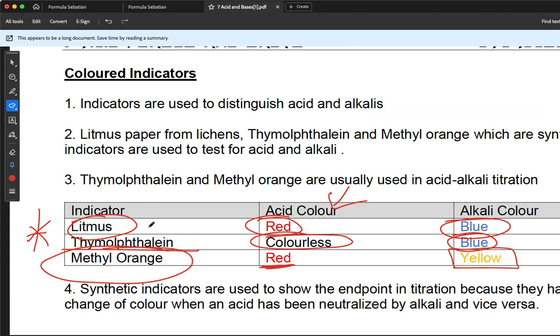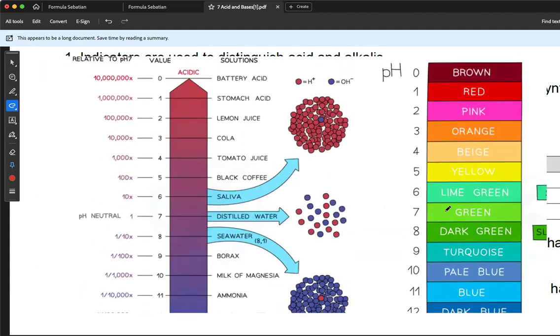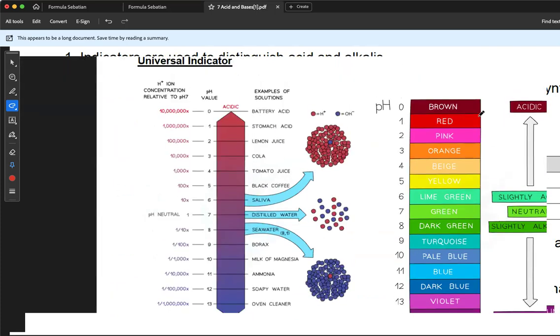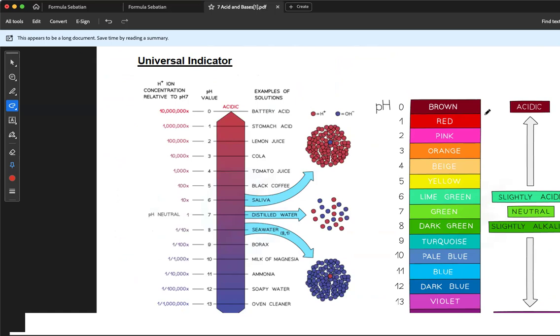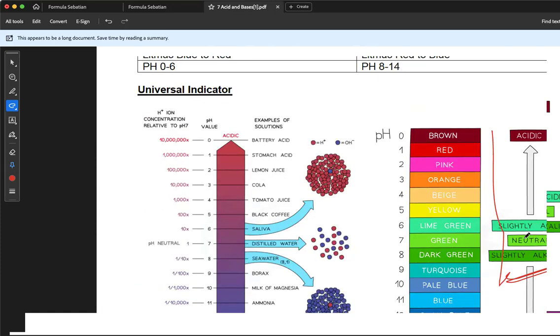On top of these three, there is one more called the universal indicator. This is one of the easiest to remember because the pH literally follows the rainbow. You remember the rainbow colors, red, orange, yellow, and so on, then you kind of remember the pH scale already. Ultimately, red will be the most acidic and the dark blue into purple will be the most alkali. Anyone got any question for this part here?